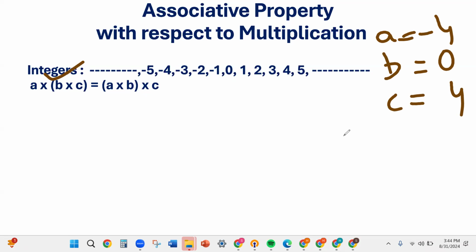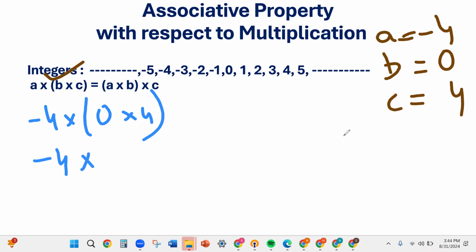So we are substituting in the left-hand side. When you substitute in the left-hand side, it will be -4, 0, multiplied by 4. This is 0. And finally, also it is 0. Now we are substituting in the right-hand side.